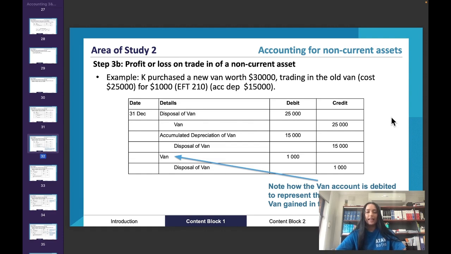And note how the van account is debited to represent the new van gained in the trade-in. So obviously the new van is worth $30,000. So the $1,000 is just part of the value of the new van, but it's going towards representing the value of the new van that is gained in the trade-in and the purchase of the new van.